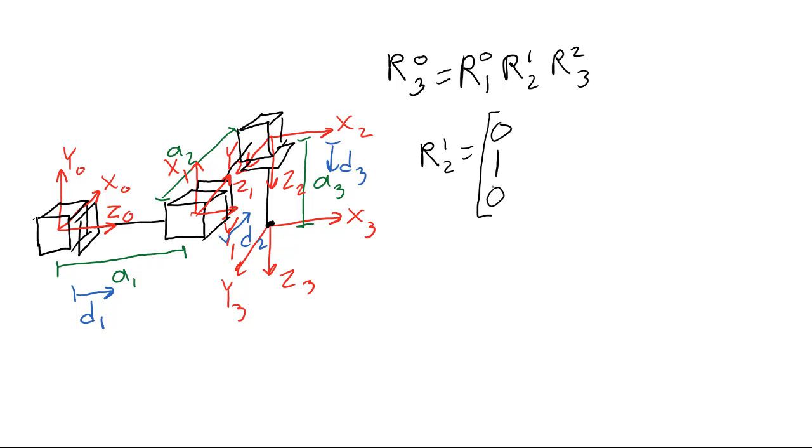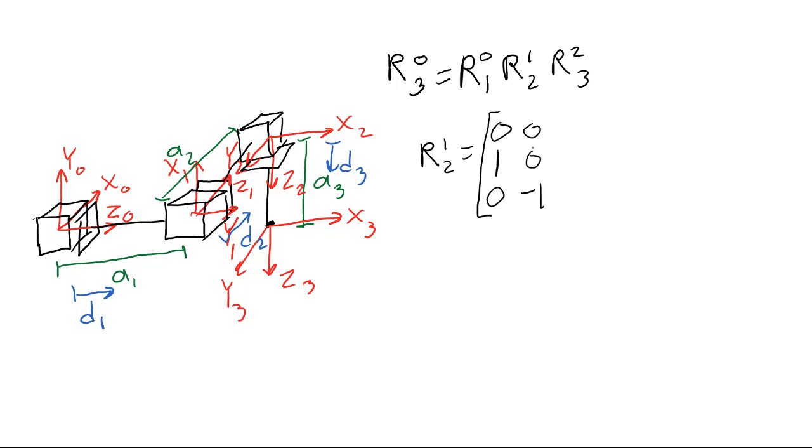Next, y2 is in the opposite direction of z1. That means that the projection of y2 on z1 will be -1. So I'll find the position in the matrix that represents the projection of y2 on z1 and put a -1 in that position. Since y2 is perpendicular both to x1 and y1, those positions get zeros.